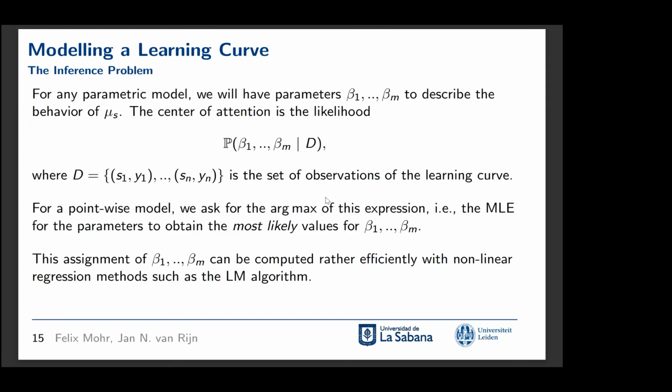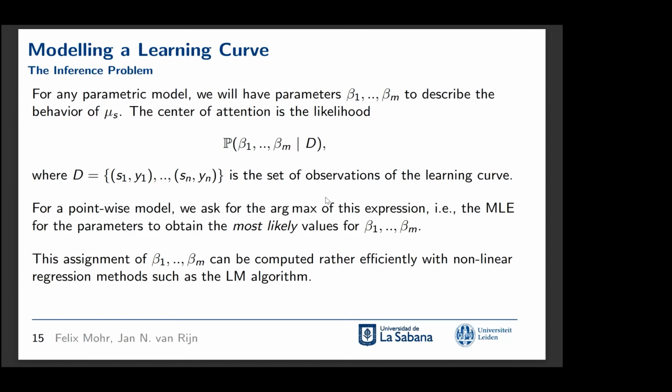In any case, we have some set of parameters that can describe this curve model. I call them here beta 1 to beta m, and they describe the behavior of the mean. They are not describing anything of the noise in the observation. And the center of our attention is the probability distribution, or just the likelihood. So what's the likelihood of these parameters given D?